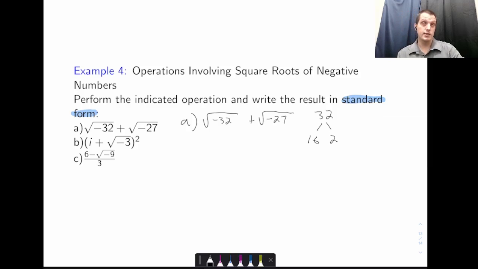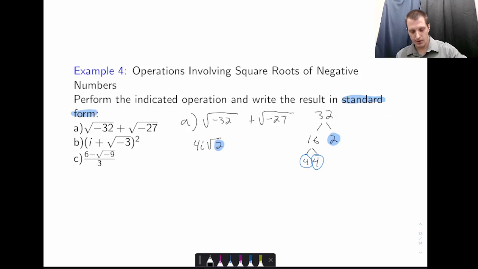We can take the square root of 16 because 16 is a 4 times a 4. So this first part is going to become 4i square root of 2. The 2 does not have a partner, so it stays in the square root. Because there are two 4s, we can take one of them out. And I had a little pen issue there, so there we go.